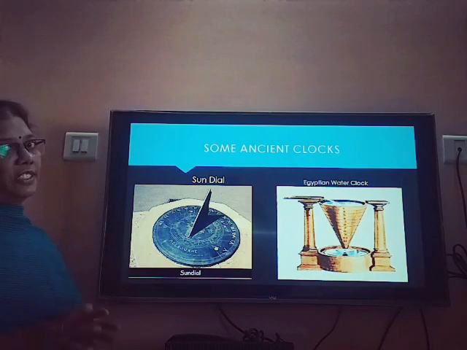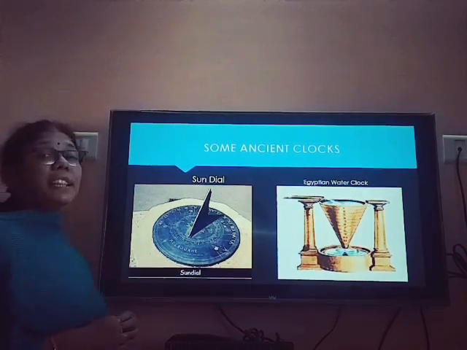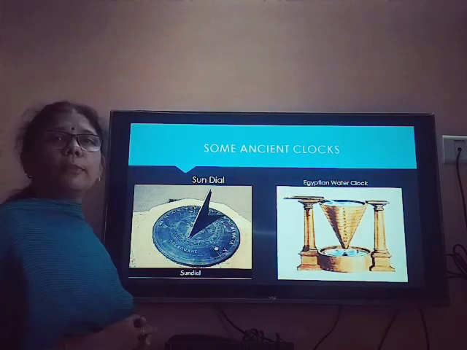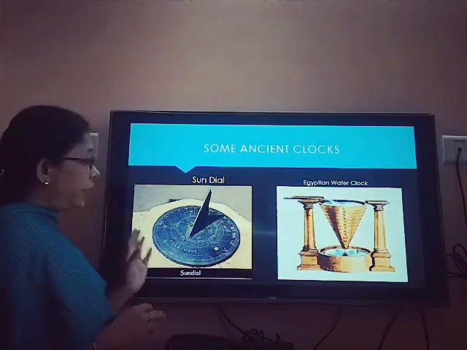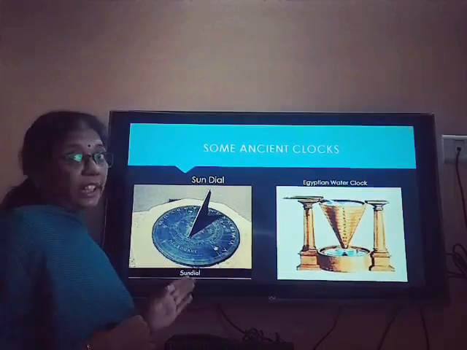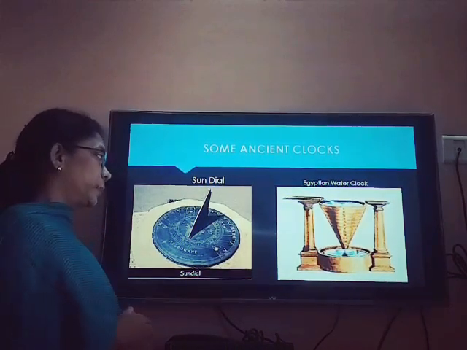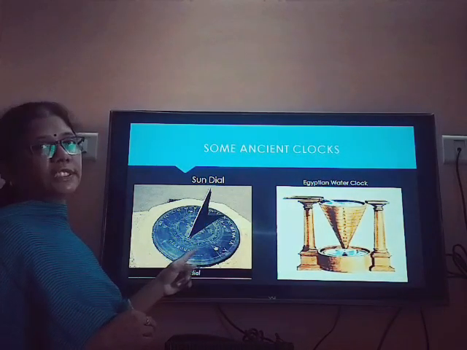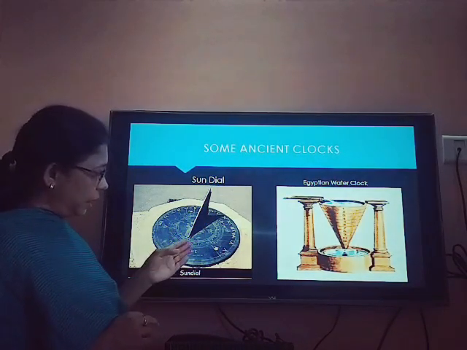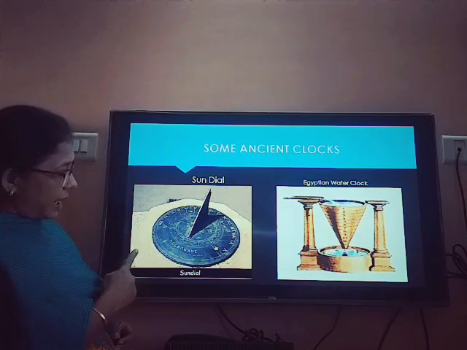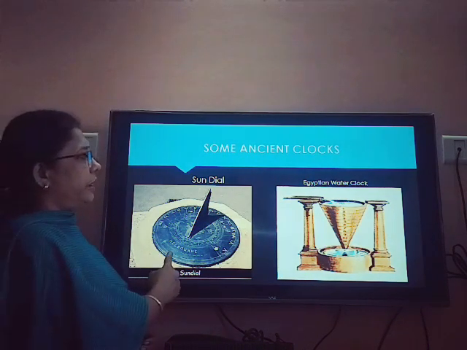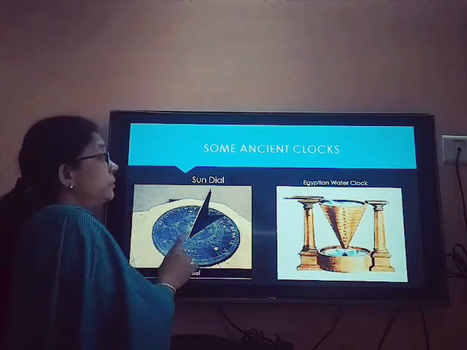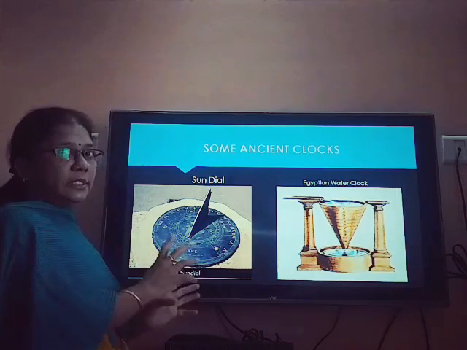These were one of the first clocks. This is based on the fact that any object will form a shadow when it is in the sunlight. The sundial is also based on a similar principle. So you have a stick right in the center, and the shadow where it falls will tell you the time. If you look closely, the shadow is pointing to nearly 10 o'clock. So from the sundial, we can make out that the time of the day is 10.